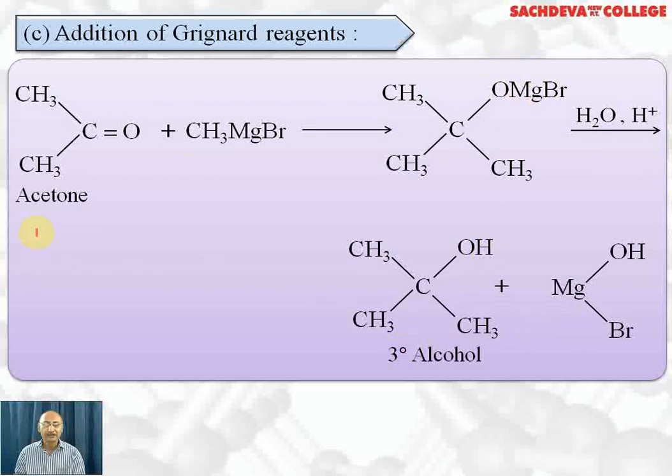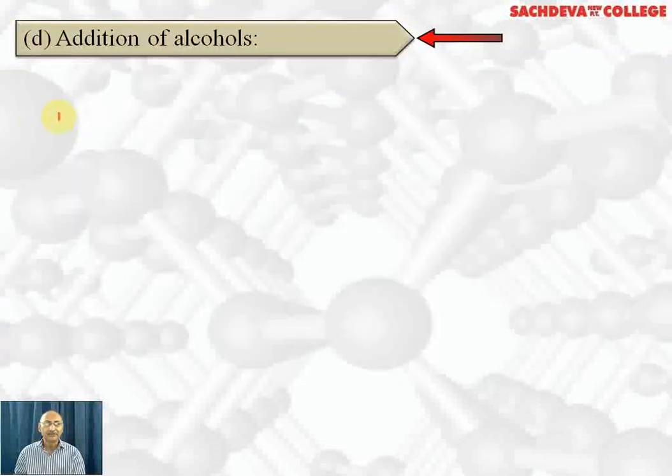So if you are asked to convert acetone to tertiary butyl alcohol, this is the method. We can add Grignard reagent to acetone to get tertiary butyl alcohol. So ketones give tertiary alcohol, aldehydes give secondary alcohol. Formaldehyde gives primary alcohol. Next, we are taking addition of alcohols.